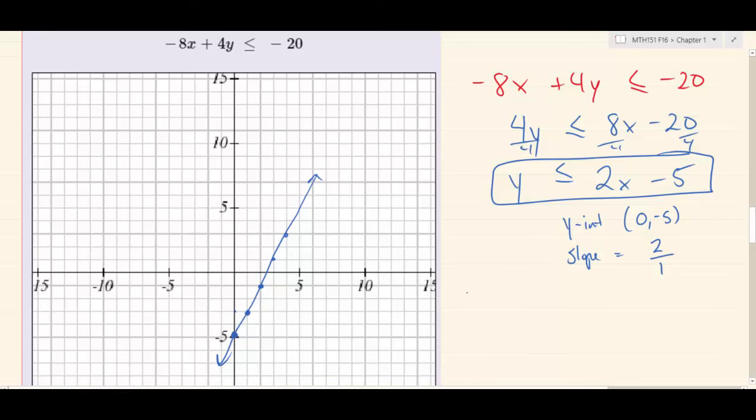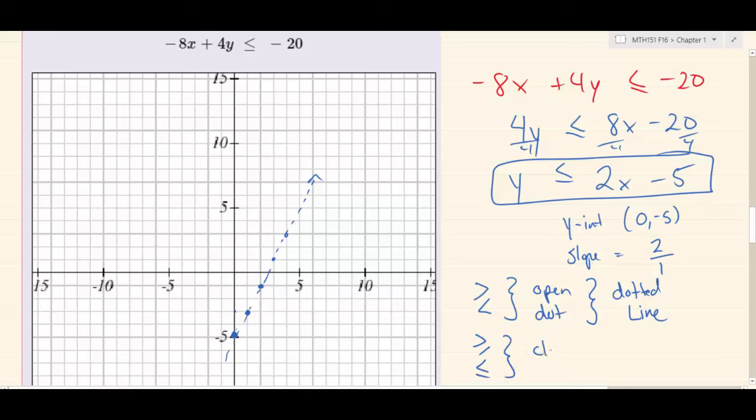So here's the notation. If you have greater than or less than, in 1 dimension we said this was an open dot. In 2 dimensions, it is a dotted line. So if the symbol in our inequality was just less than, we would draw a line that looks like this. That means open dot. If we have greater than or equal to, less than or equal to, in the 1D world, it was a closed dot. In the 2D world, it is a solid line. So the first thing you have to do is choose what style of line you're going to draw.